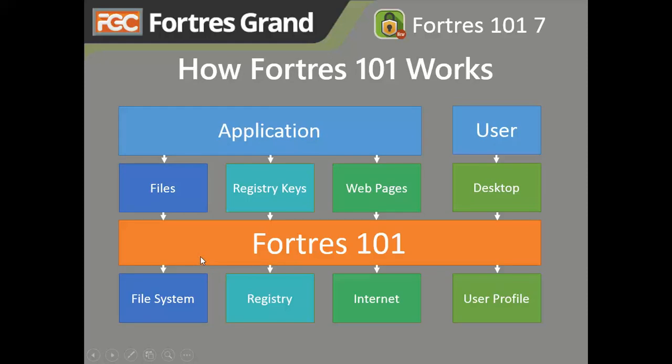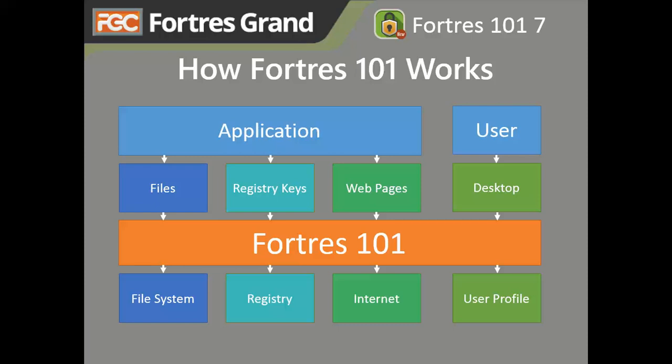A little bit about how Fortress 101 works. At the top of this diagram we have applications and users, and they're typically doing things like opening and saving files, modifying the registry through an application, going to websites, or dragging icons around and interacting with the Windows shell. Essentially what Fortress 101 does is intercept all of those operations, look at your security settings, and determine whether or not you want users to be able to do that.